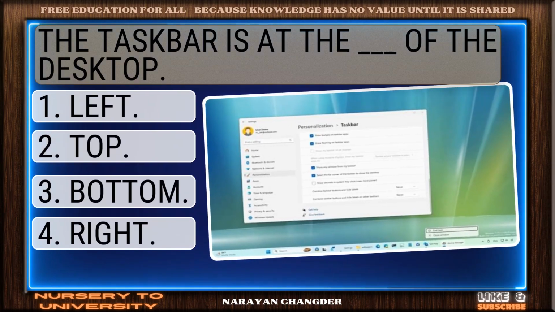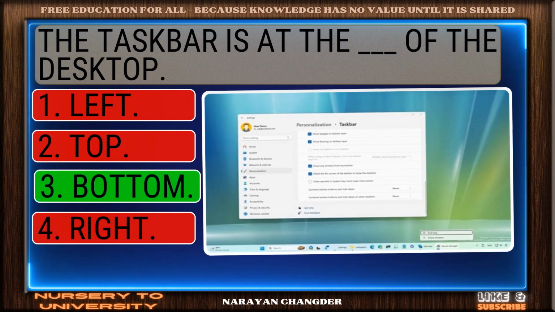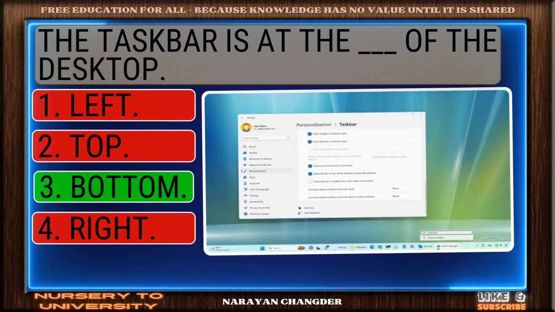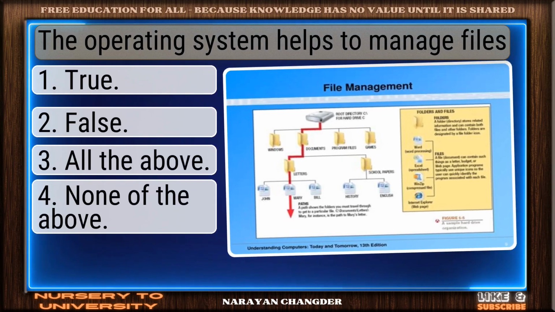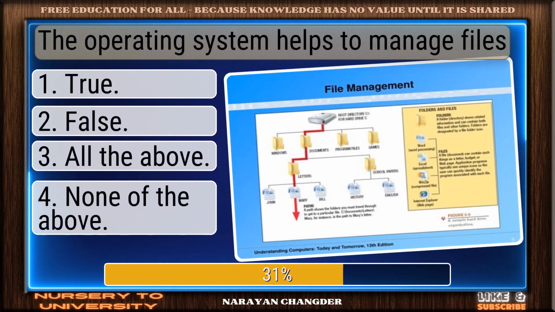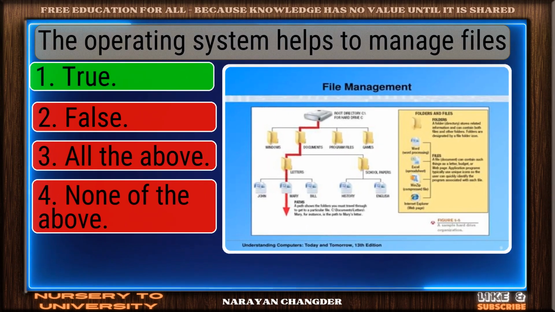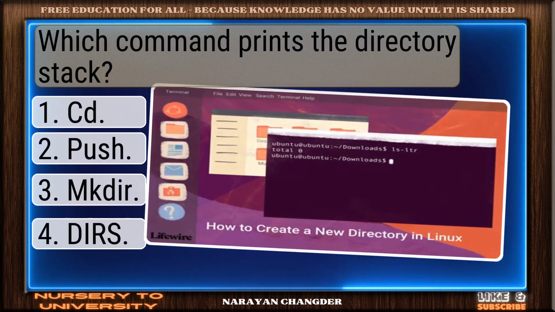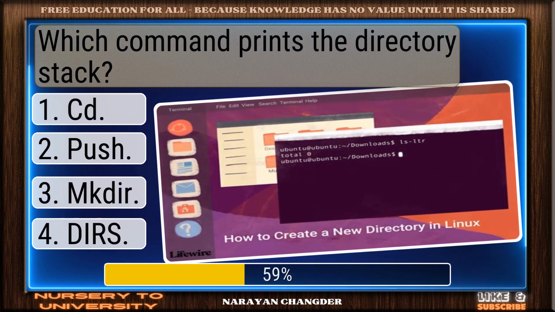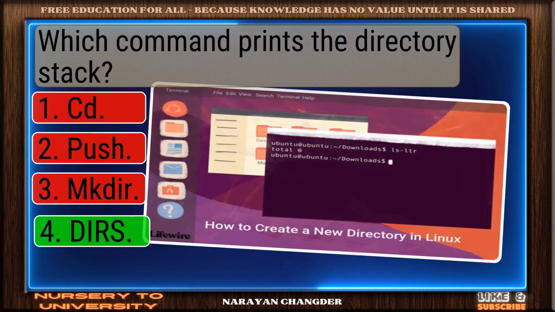The taskbar is at the dash of the desktop. Nice work. You chose bottom, and it is correct. The operating system helps to manage files. Solid response. True is a valid choice. Which command prints the directory stack? Right again. Dirs is a valid answer.